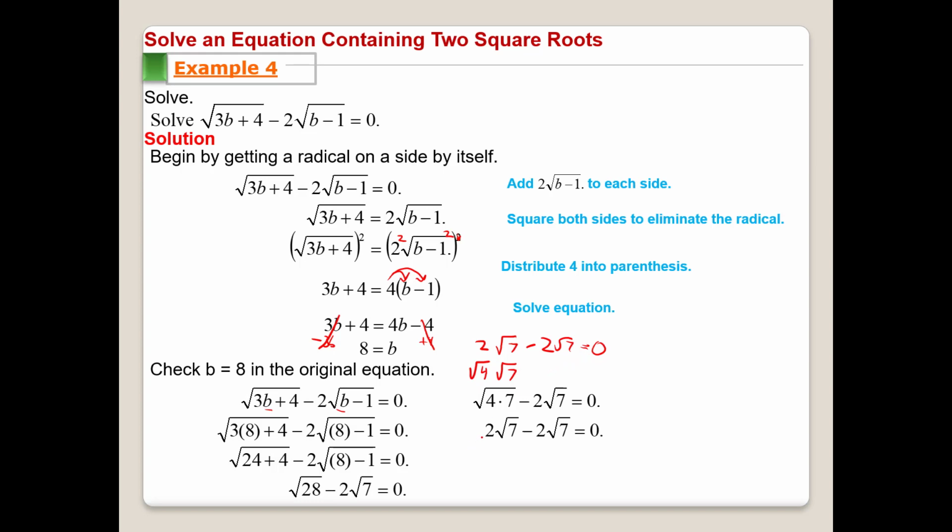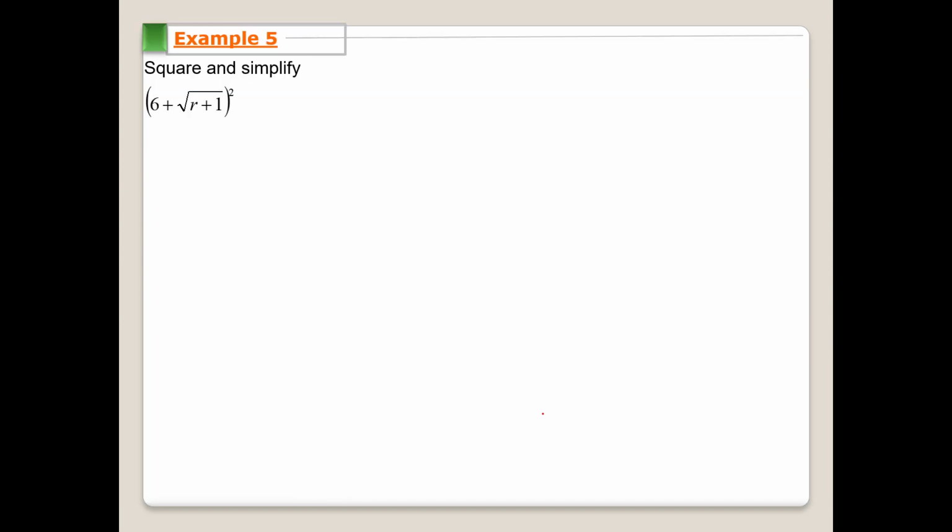So again, we have 2 square root of 7 minus 2 square root of 7. Well, that gives us 0. That equals 0. So we're good. This works. So the solution set is 8. Our answer for the B is 8. Okay, let's do another one here.